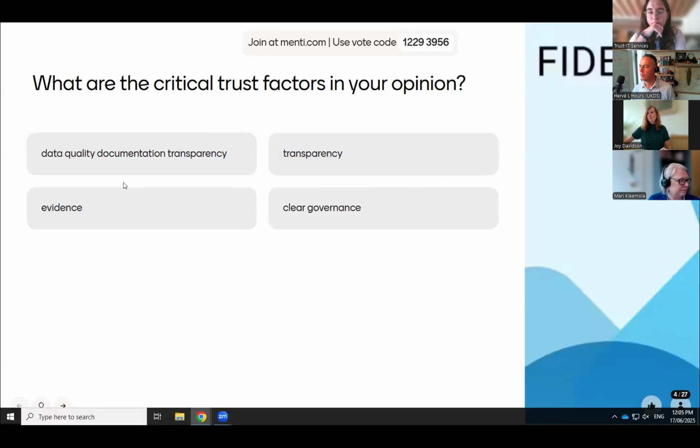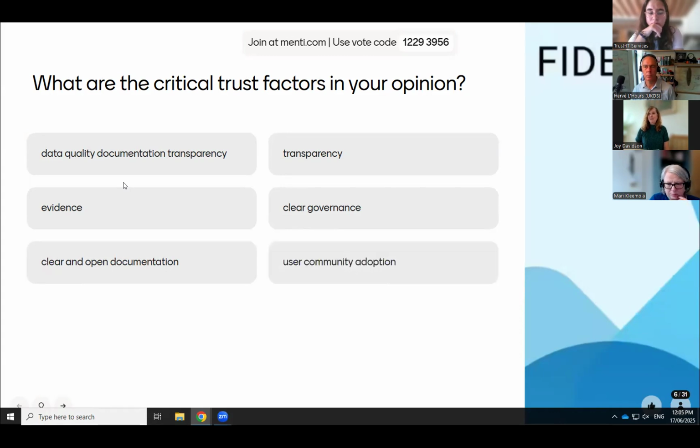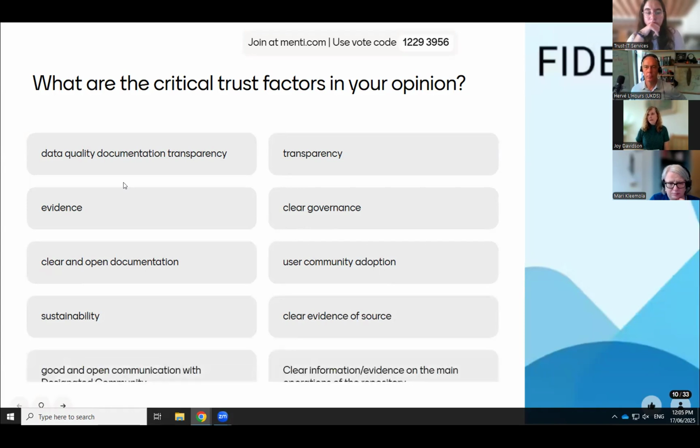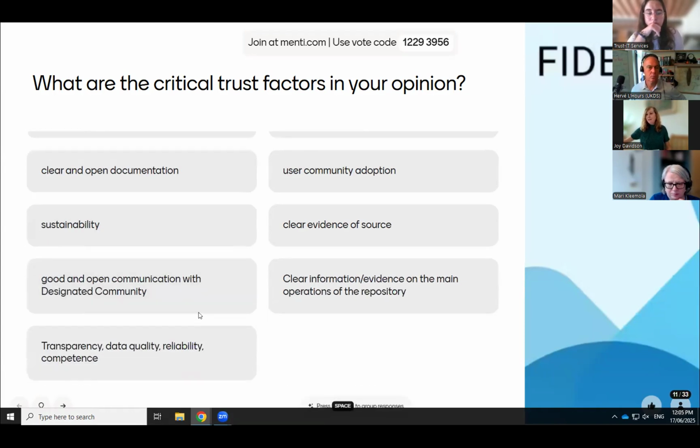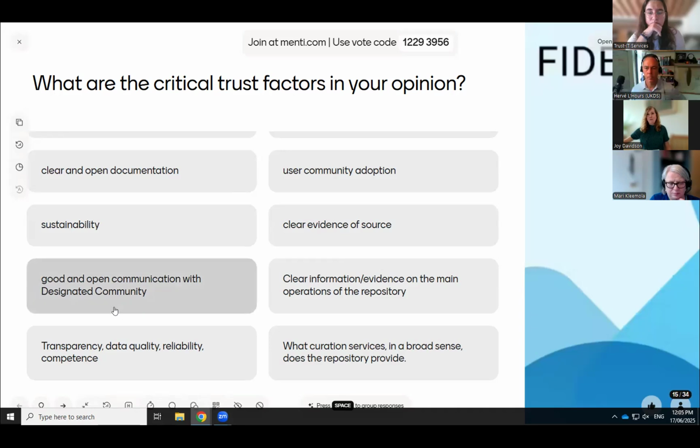to add things. So you're seeing things about data quality, documentation, transparency, evidence, transparency again, governance, open documentation, user community adoption. I think that's definitely a good factor to keep in there. Sustainability, clear sources of evidence. Again, we're seeing the designated communities. So again, if you're used and trusted by somebody, then hopefully that's a good endorsement in its own right.